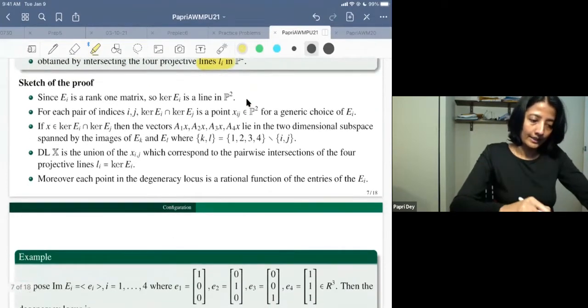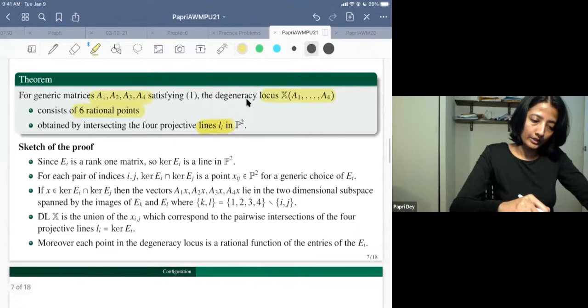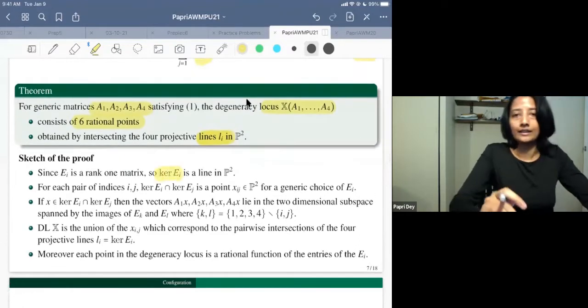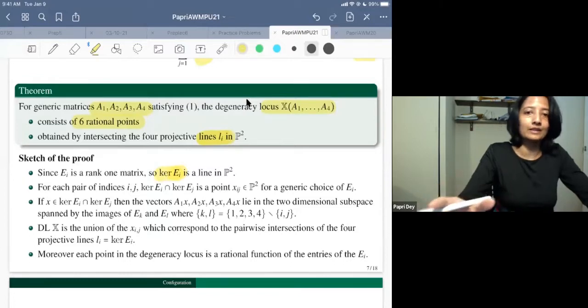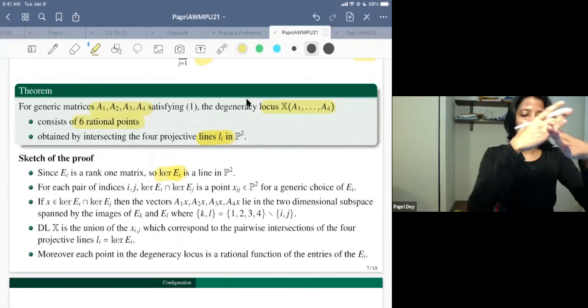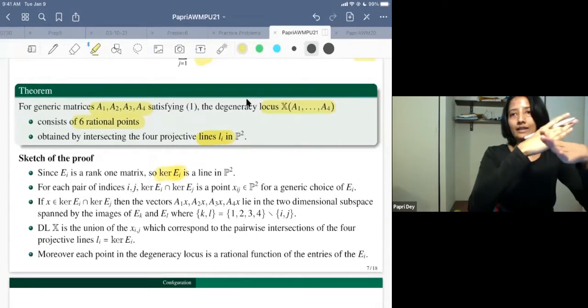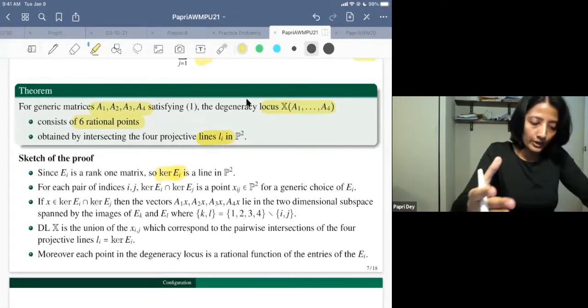Since Ei is a rank 1 matrix, the kernel of Ei is a 2-dimensional subspace in R3, equivalently a line in P2. So when we intersect 2 generic lines, we'll get a point.